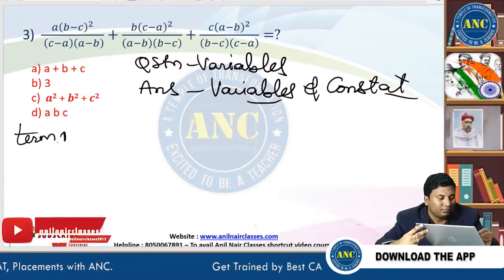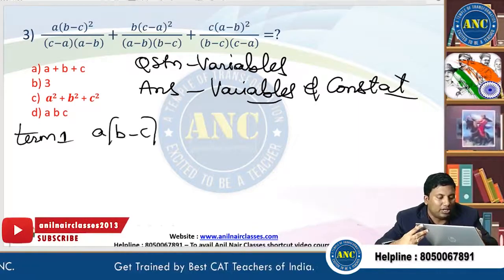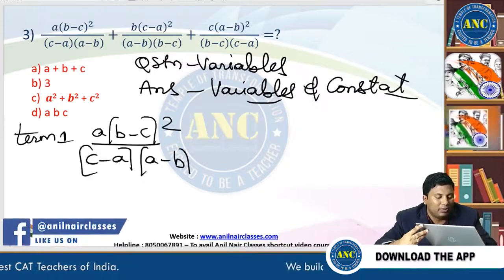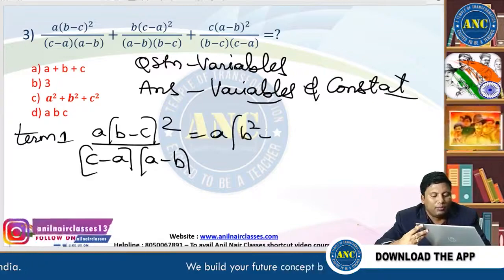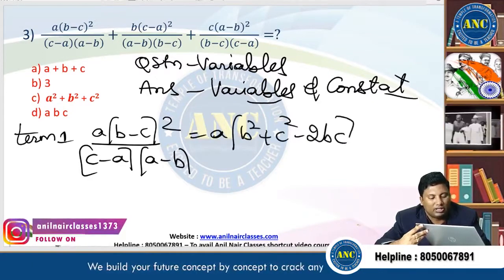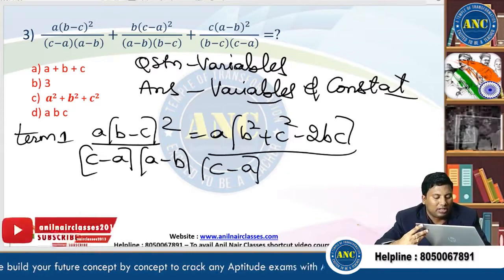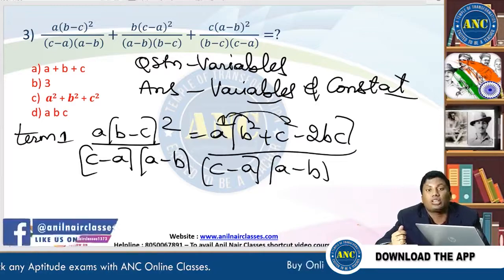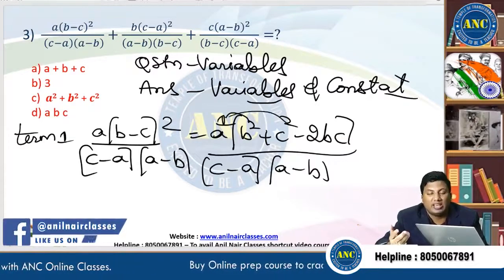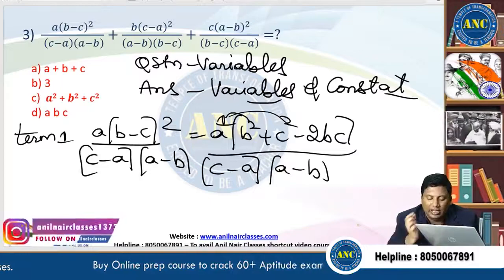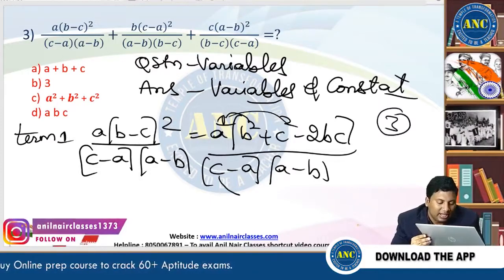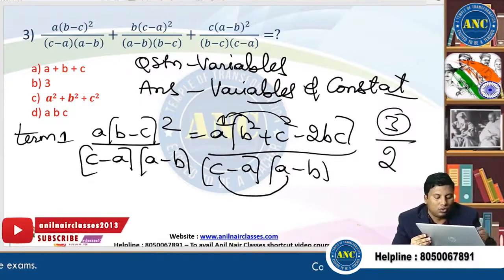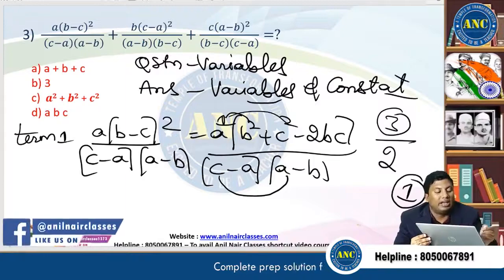Term 1, a into b minus c whole square divided by c minus a into a minus b. This is nothing but a into b square plus c square minus 2bc divided by c minus a minus b. A into b square it is 3, a into c square it is 3, a into bc, b is 1, c is 1, a is 1. So degree in the numerator it is 3. Degree in the denominator it is c into a, it is 2. So 3 minus 2, it is 1. Term 1, degree is 1.